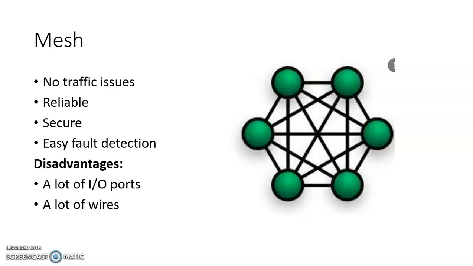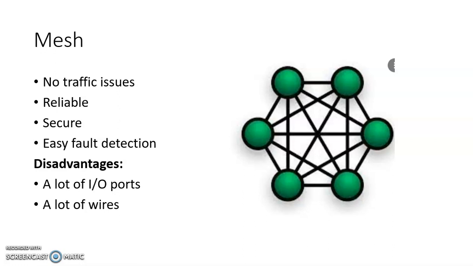This also means that faults and failures can be detected more easily because if there is a fault in one path, that means that path won't be working and it won't be communicating. So it's easy to locate and we know that the fault lies over there.